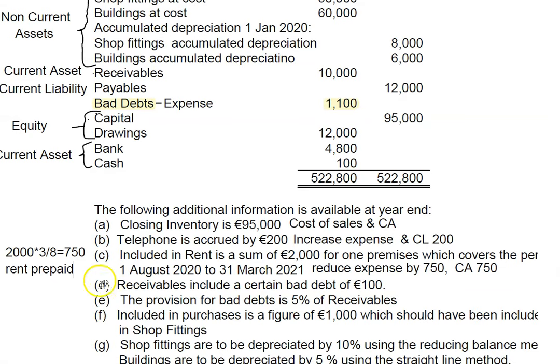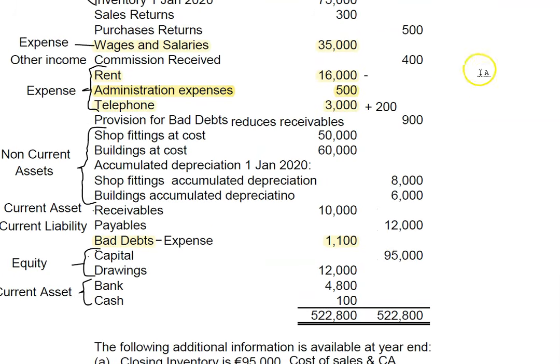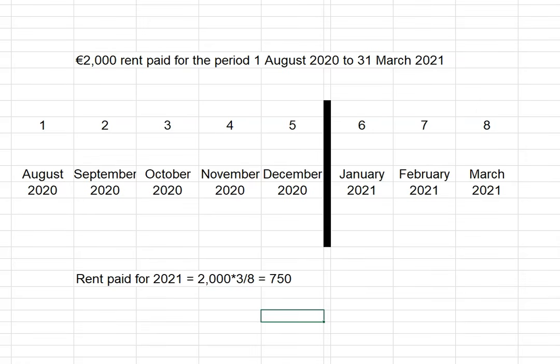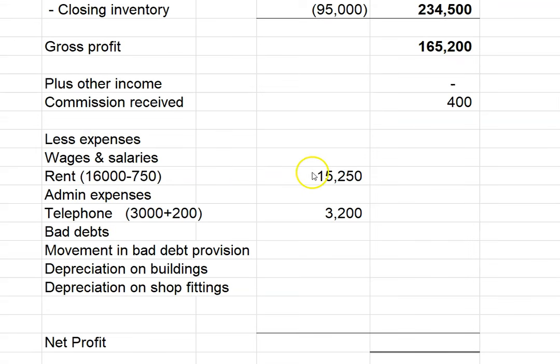And then all we have to do is reduce the expense by 750 and show a current asset. So you come up to rent, and we're going to take away 750. So our rent is going to be 15,250. So that's what we show for rent, the adjusted figure in our expenses.